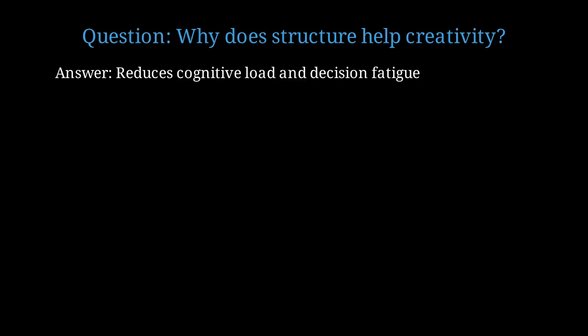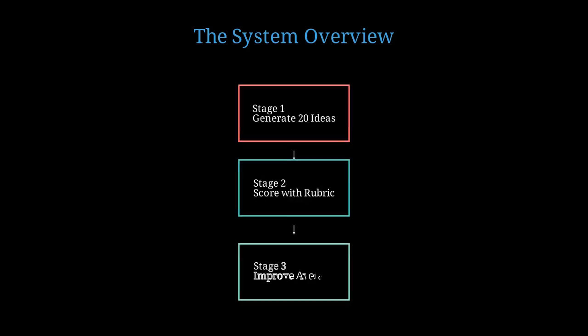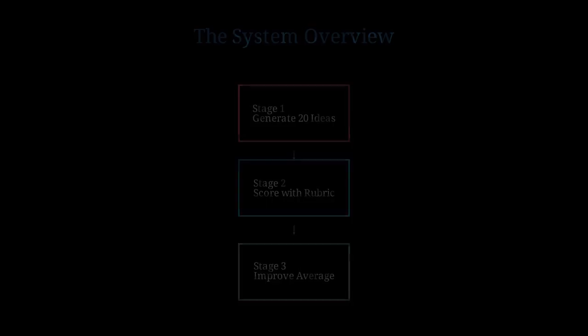Now, let me introduce the system we'll be examining today. This is a three-stage process that leverages large language models to systematically generate, evaluate, and improve creative ideas. Stage 1. Rapidly generate 20 ideas using an AI prompt. Stage 2. Score each idea using a quantitative rubric. Stage 3. Analyze patterns and iterate to improve the average score over time.